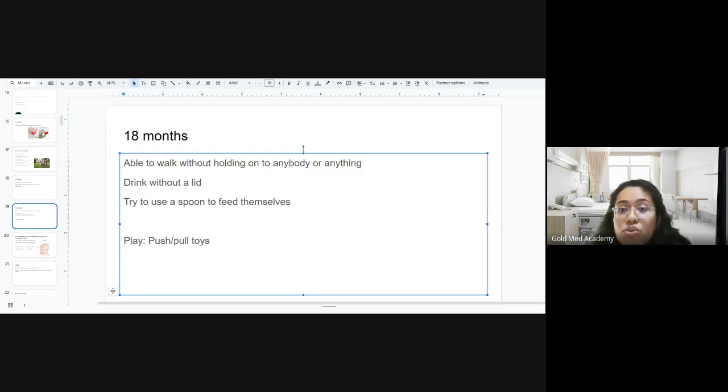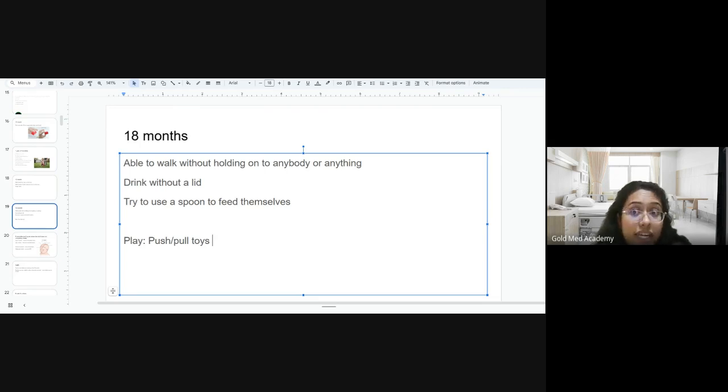Push-pull toys are really good around this age because that will help give them a little bit more support as they're walking. I've seen these toys where it's almost like a little lawnmower thing that they can push around. I think that's a great toy to give, to push and pull and get them going on their own, to not hold on to an adult. So, able to walk without holding on to anybody or anything.